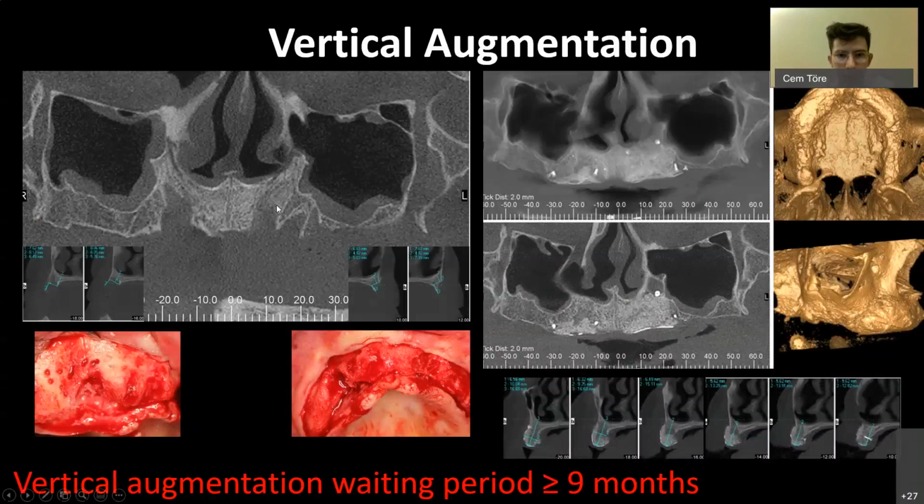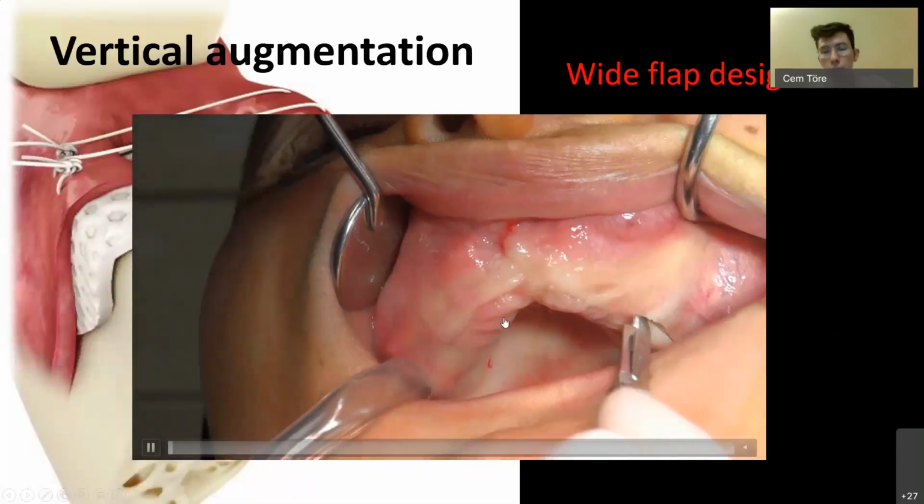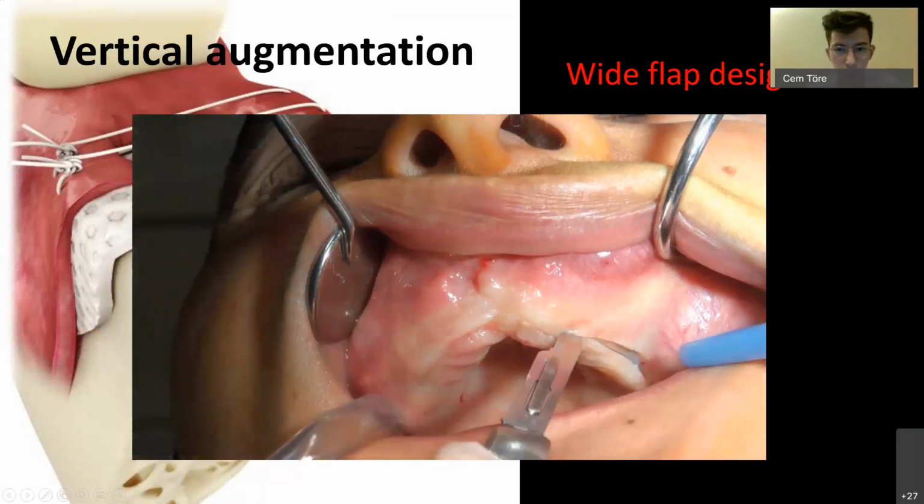This is a vertical augmentation case. We started with these comically large and aggressive vertical defects. This is the cross-section of the bone, a photo of the defects. This is the after tomography. Like you can see, all defects are filled, and we have 15, 16 millimeters of bone in every area. This is a waiting period of 9 months. That is essential. It's essential to talk about this with the patient in the beginning also.